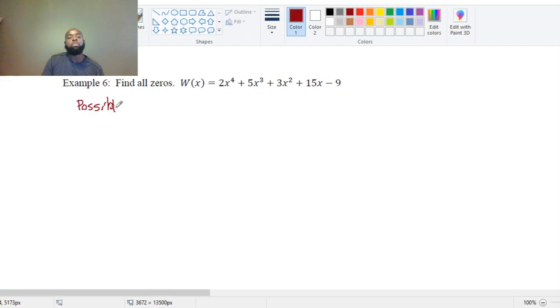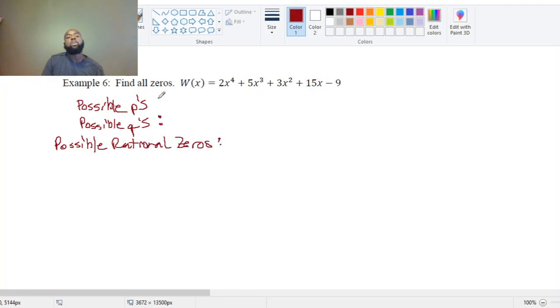I'm going to look at my possible P's. I'm going to look at my possible Q's, and then I'll get my possible rational zeros. So if I think about my P's, they're the factors of my constant term, which are 1, 3, and 9, and also the negatives of these values. And my possible factors of Q are 1 and 2. So I'm going to use a plus or minus 1 and a plus or minus 2.